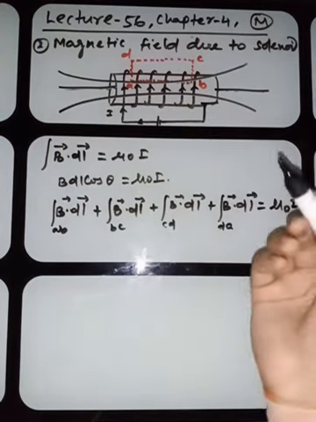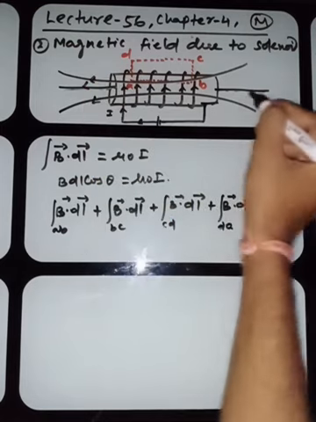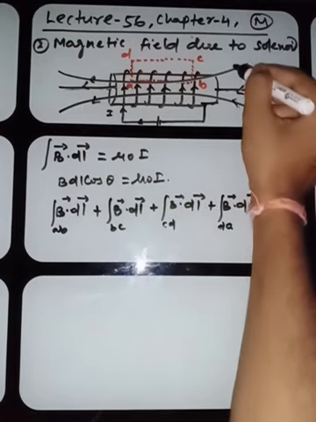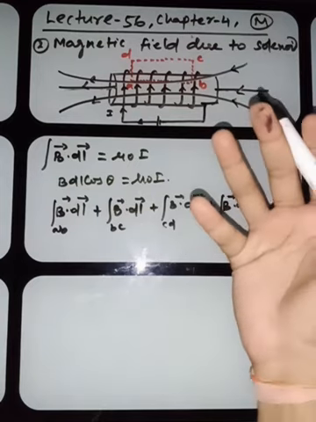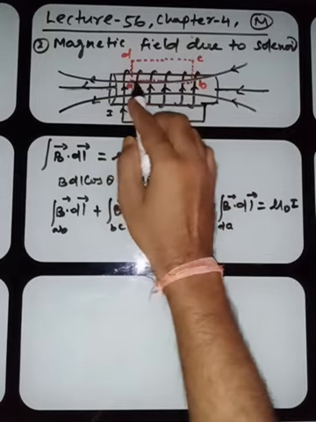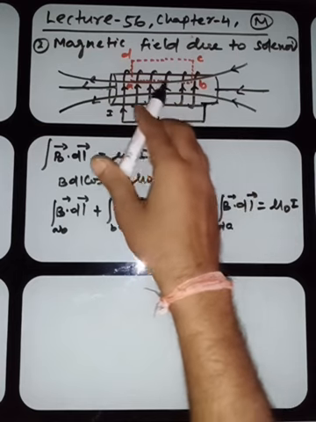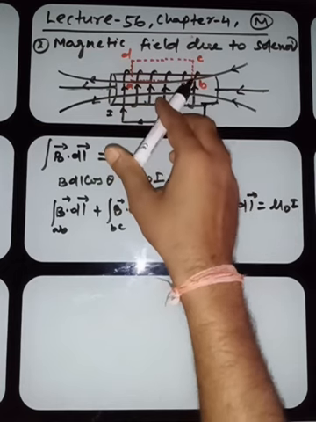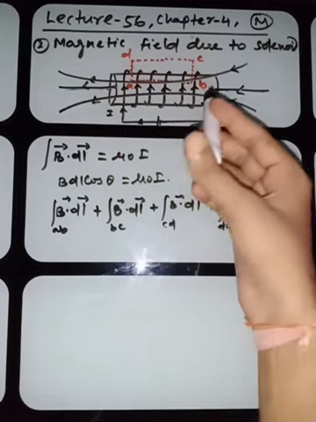We know very well, in this direction. This is the direction of the magnetic field. Before finding the magnitude of the magnetic field, we already have its direction. From A to B, the direction of the magnetic field is either along the direction of AB, that is dl, or opposite to dl. The theta will be either 0 degrees or 180 degrees.